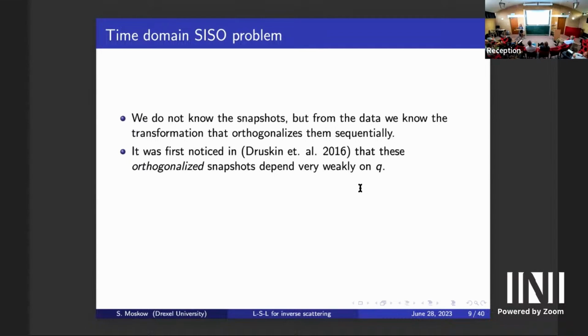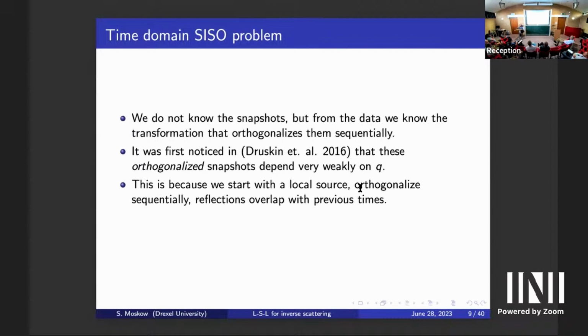And it turns out if you do this for a homogeneous medium versus your perturbed medium, they come out very close. It's because we start with a local source, orthogonalize sequentially, and the reflections overlap with previous times. So as long as all your previous time snapshots give you a nice basis, you orthogonalize away any reflection. So you can do all the above for a known background problem, say the Laplacian.